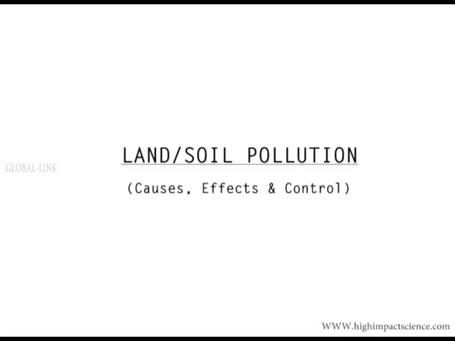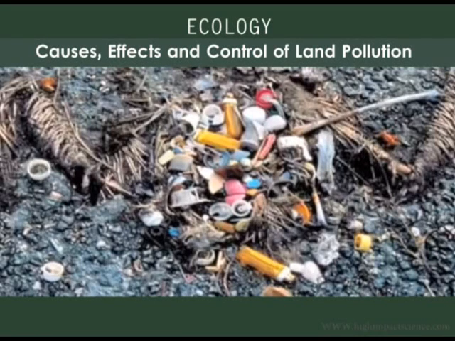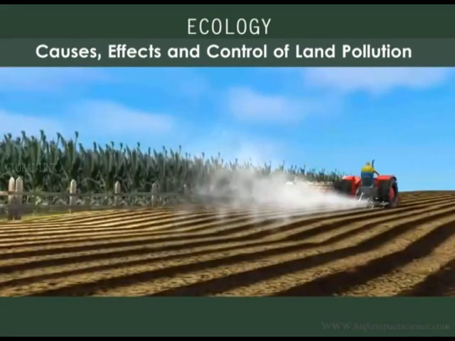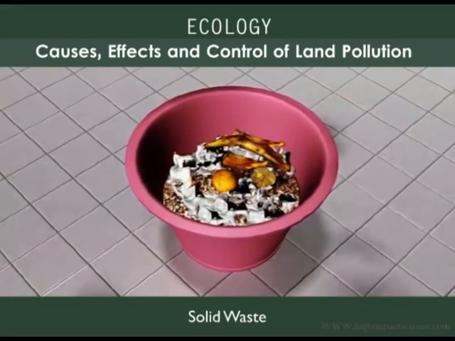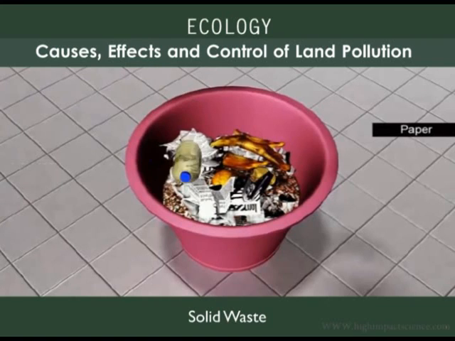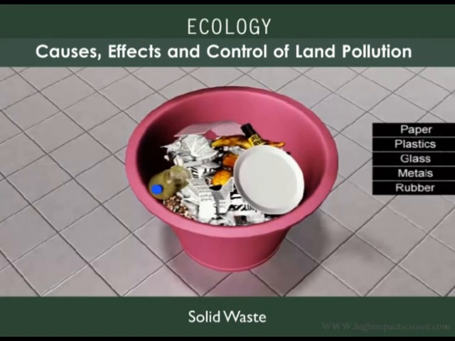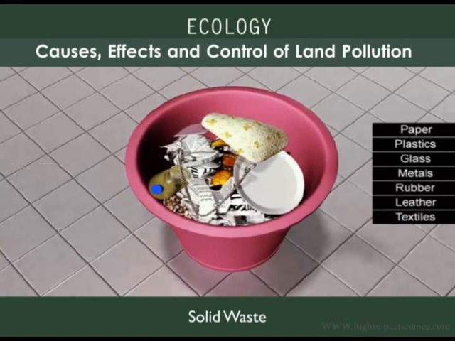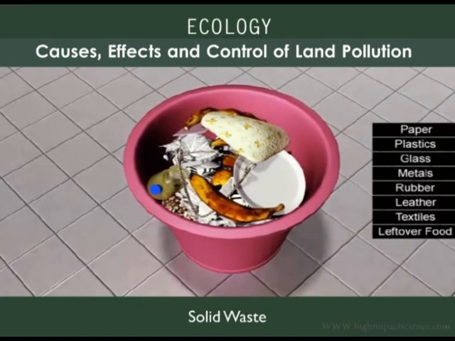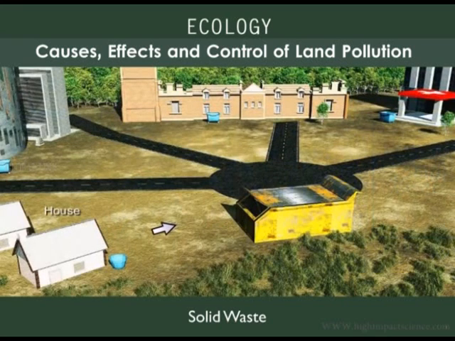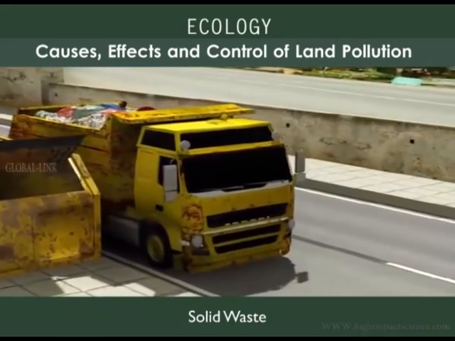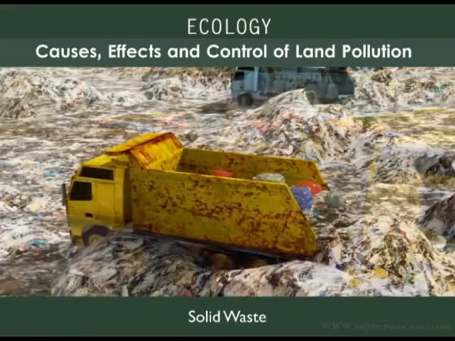Next is land pollution. Land pollution occurs mainly due to solid waste and agricultural activities. Solid waste includes paper, plastics, glass, metals, rubber, leather, textiles, and leftover foods. Solid waste is also generated by offices, schools, and hospitals. This waste is collected by authorities and dumped far away.